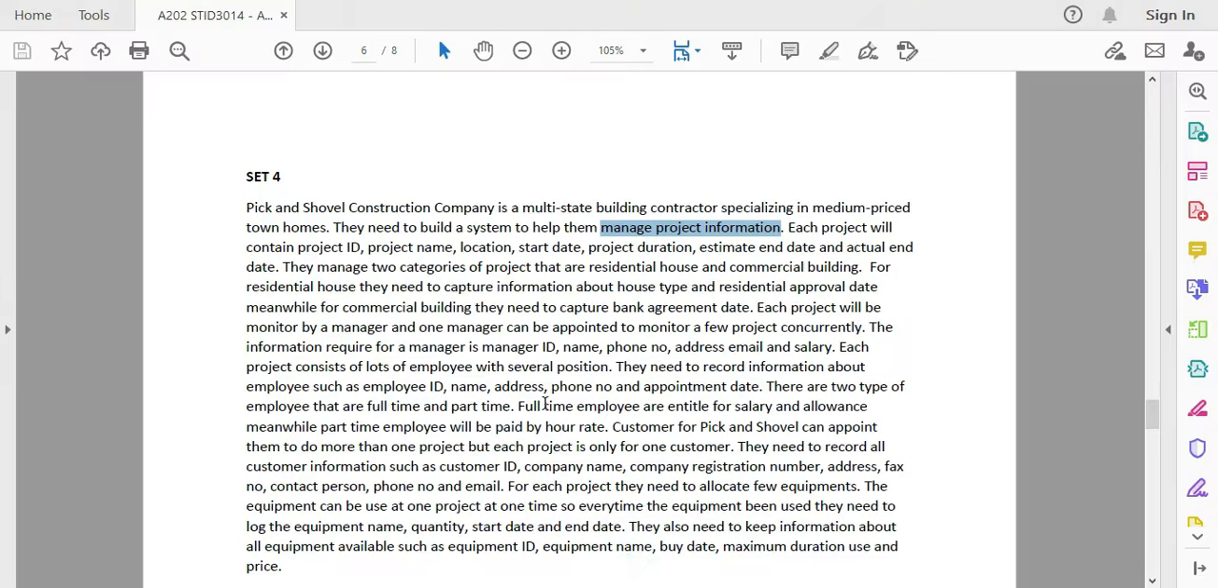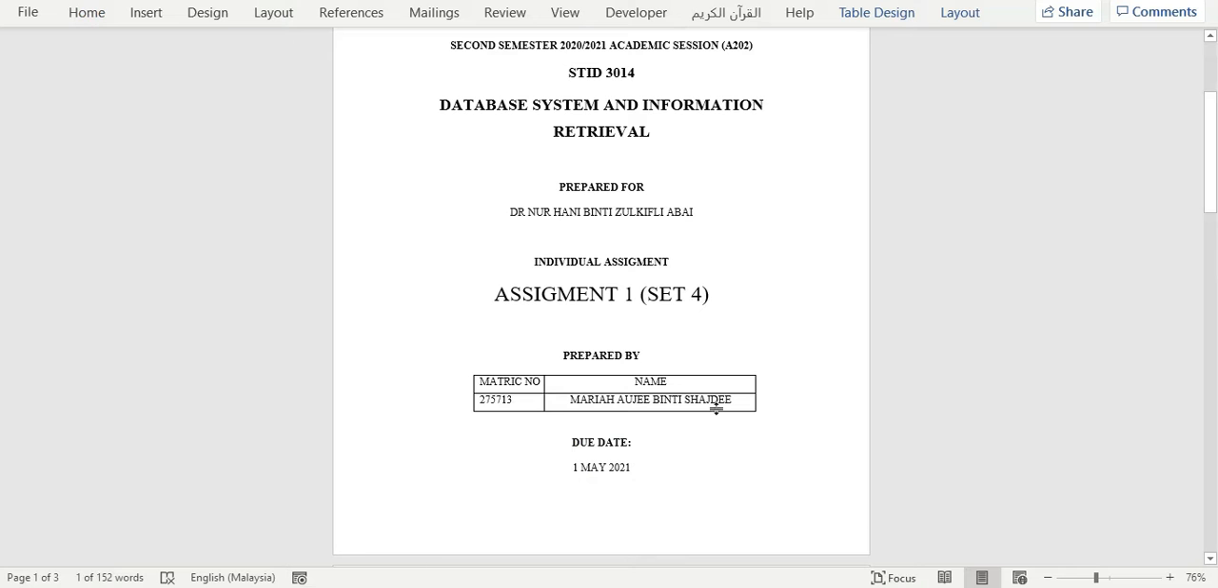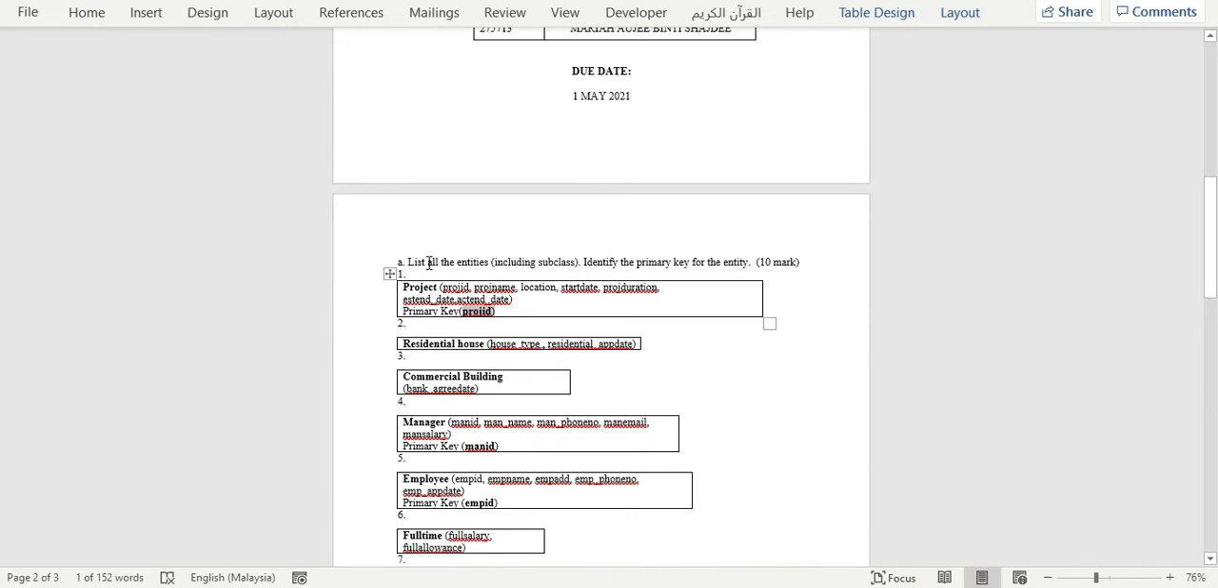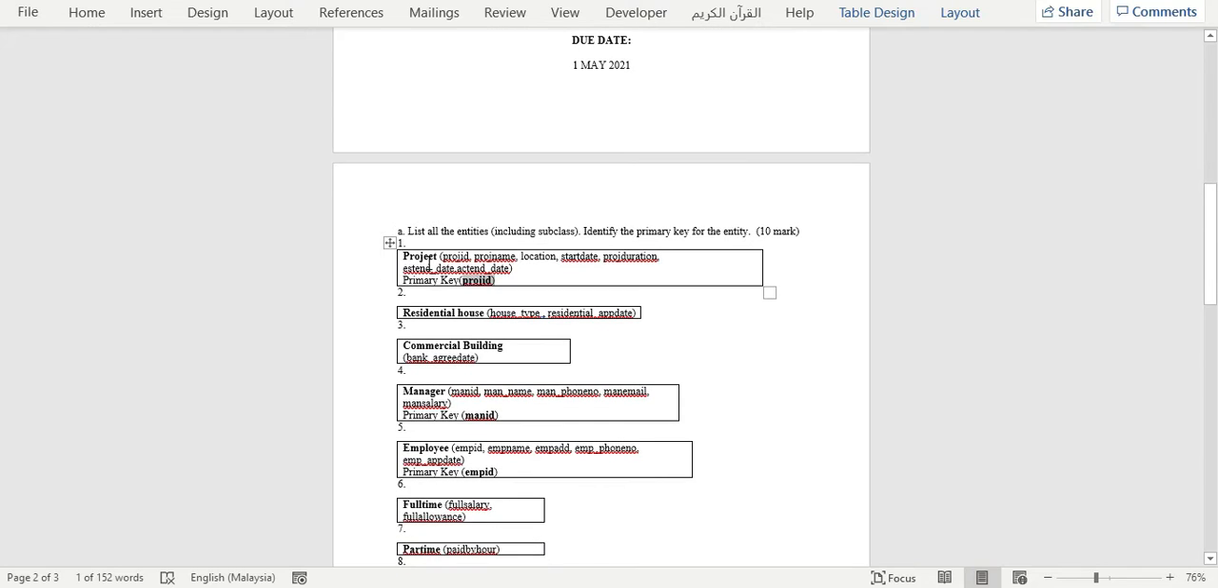Here are the questions that I get: Pick and Shovels Construction Company needs to manage the project information. For the first question, I need to list the entities, include the subclasses, and identify the primary key. The first entity is project, with the primary key being project ID. Then the second and third are residential house and commercial building.